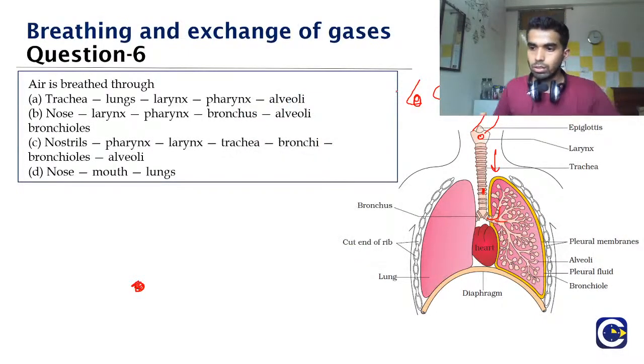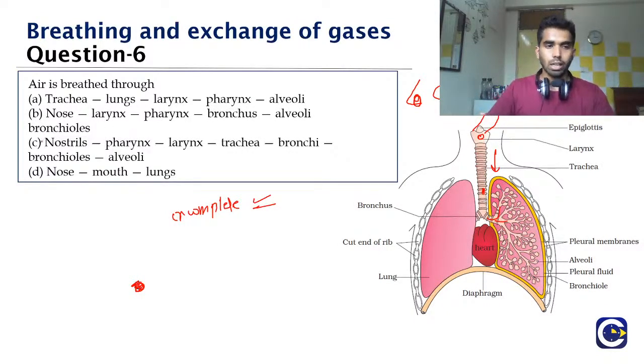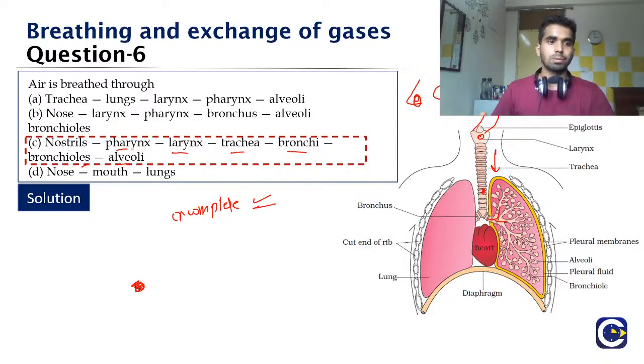Okay, so from the trachea to the initial part of the tertiary bronchioles, we have incomplete cartilage. This you all have to remember. I have told you the whole path. As you can all see, it is from pharynx to the larynx, then the trachea, then the bronchi, then the bronchioles, and finally to the part where exchange is occurring, and that is the alveoli. So the correct answer is option C.